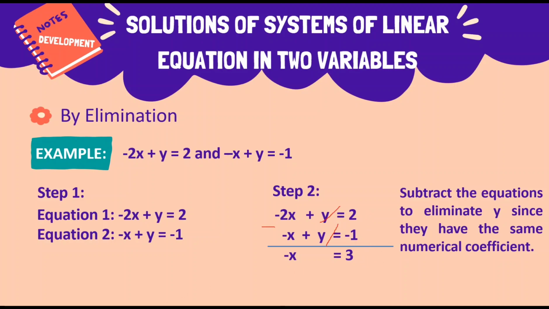Okay, next. In order for us to find the value of x, we need to divide both sides by negative 1. So again, let us divide. Negative x divided by negative 1, we have positive 1. We can cancel this, positive 1x. And then we have 3 divided by negative 1, we have negative 3. Therefore, x is equal to negative 3. On our next slide, let us get the value of y.